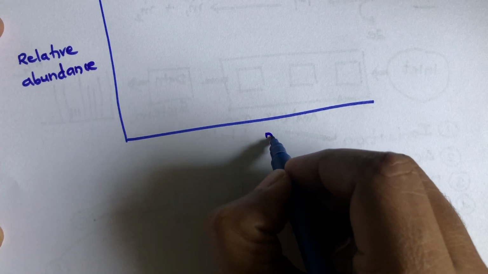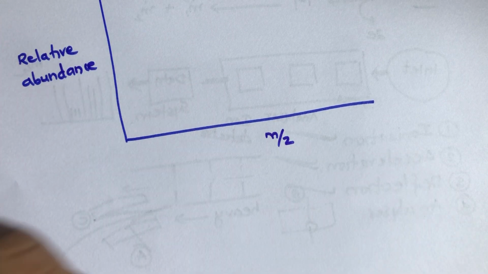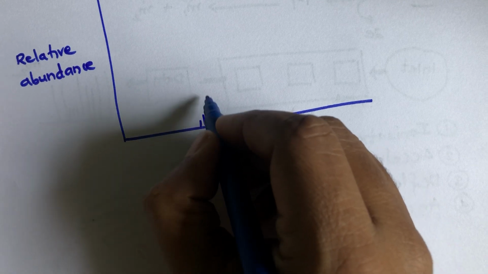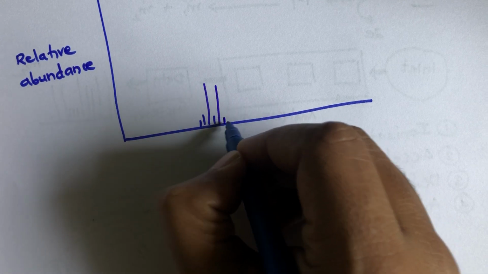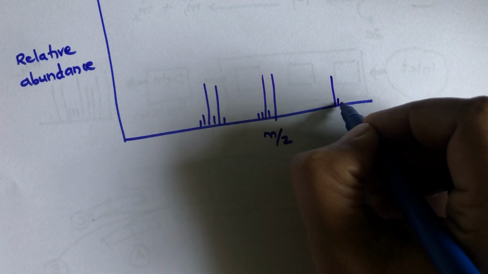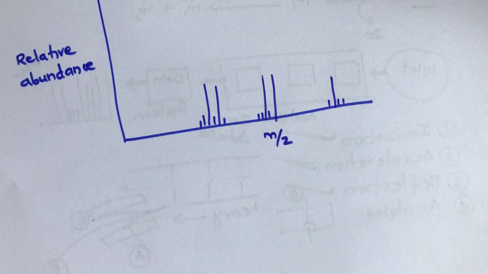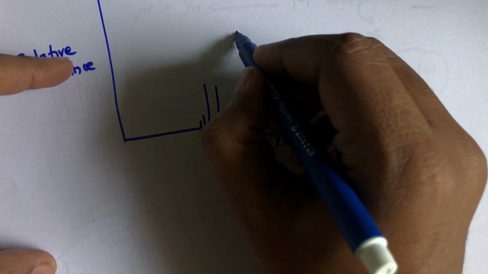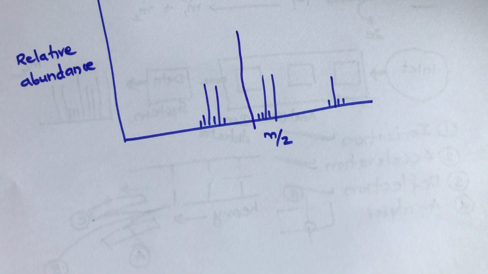Okay, this is the m/z ratio. Based on the m/z ratio, you get lines like this. This is what you get, corresponding to the charge-to-mass ratio. So we come across two types of peaks here. One is the molecular ion peak, and the other one is the base peak.